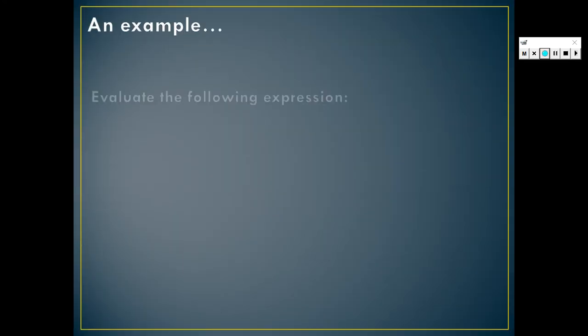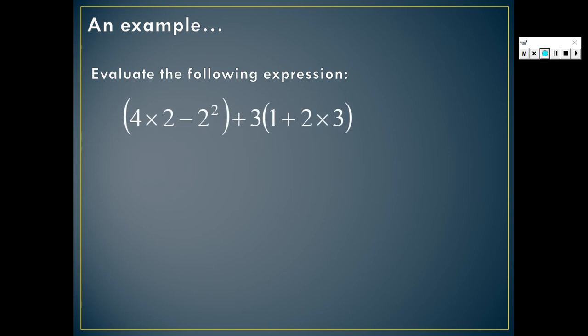Okay, so a quick example. Evaluate the following expression. Bracket 4 times 2 minus 2 squared, bracket, plus 3 times bracket 1 plus 2 times 3, bracket. Let's talk about that for a second. I said times automatically there, and there's just a 3 in front of the bracket here, and that's something that might not have been covered in grade 8 very much. When we have a number in front of a bracket like that, what we mean is multiply.